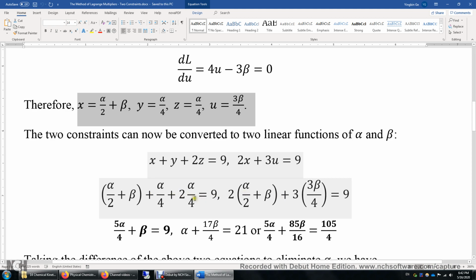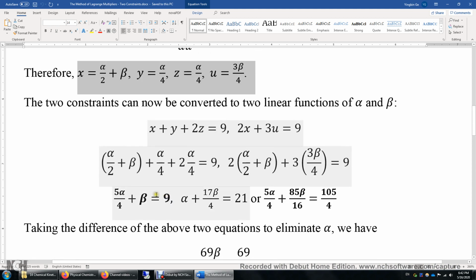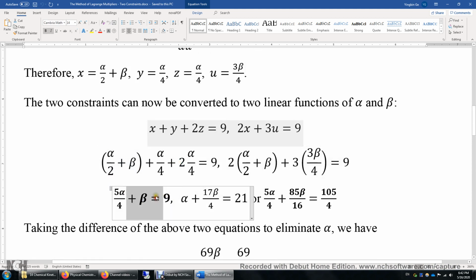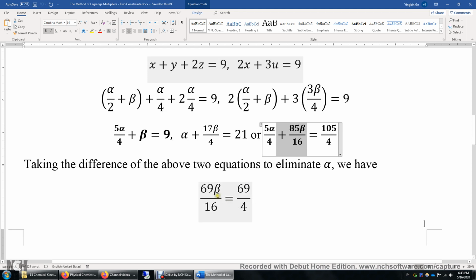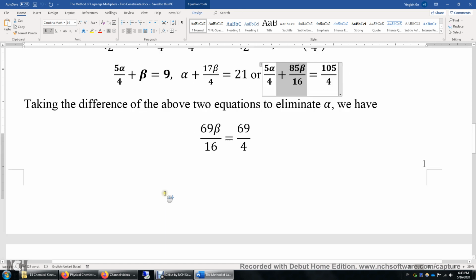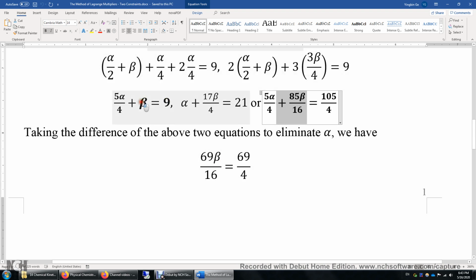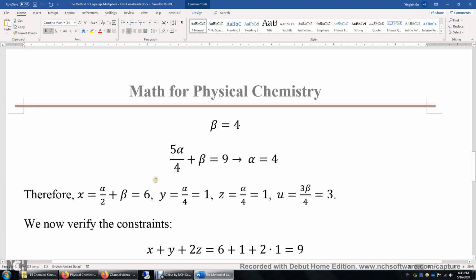Fortunately, those are just linear equations, really easy to solve. So this one is simplified to this. This one is simplified to this. Now I want to cancel this alpha, so I multiplied this equation by 5/4. I got this, and then I take the difference between these 2 equations. I removed alpha, and I got that beta has to be 4. When beta is 4, we plug beta equals 4 in here. I got alpha equals 4. It just happens alpha equals beta equals 4. This is a coincidence, all right?